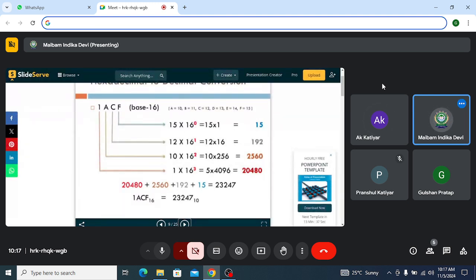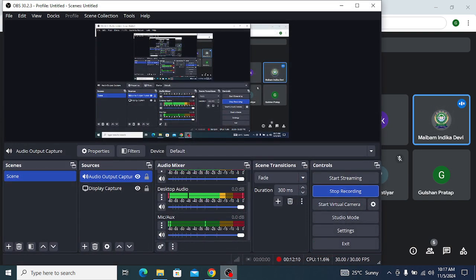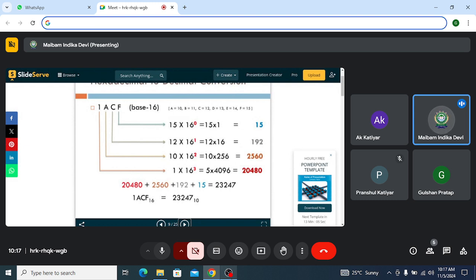Understood? Yes or no? Okay. So if you are given any numbering system and you want to convert into the decimal system, you label first with the positions. You multiply the specific digit into the base to the power of the position of that digit. You get the values of all the digits, you add it up and you get the decimal equivalent.